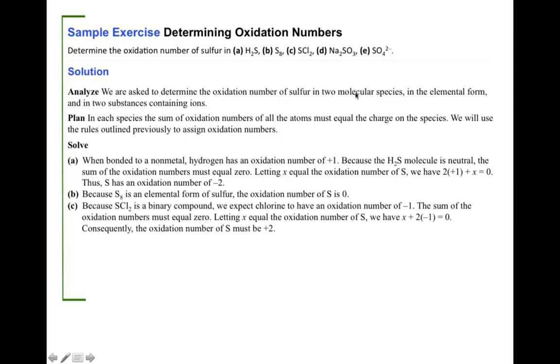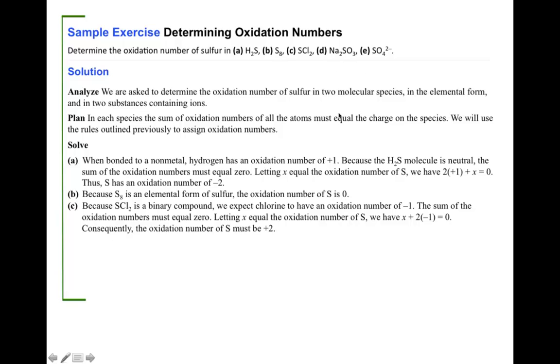When we have SCl2, this is a binary compound, and chlorine is from family 7, and all from family 7 has an oxidation number of -1. X is going to be the oxidation number of sulfur. We have 2 chlorines in this compound, so it's 2 times -1, that is -2. So X minus 2 is equal to 0. To get X by itself, we add 2 to each side, and X is going to be equal to +2. So here the oxidation number is +2, here is -2, here is 0.